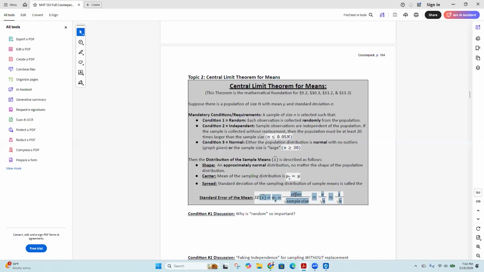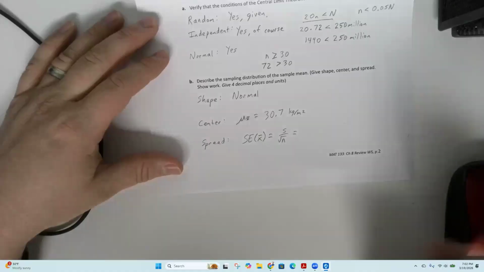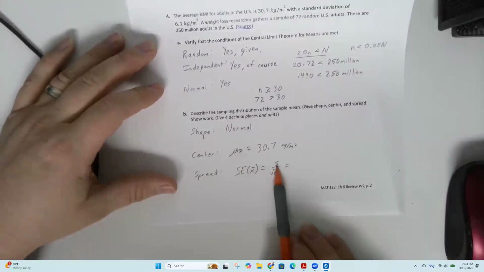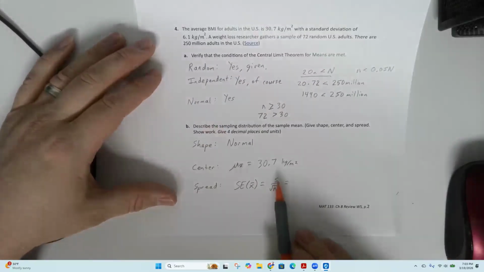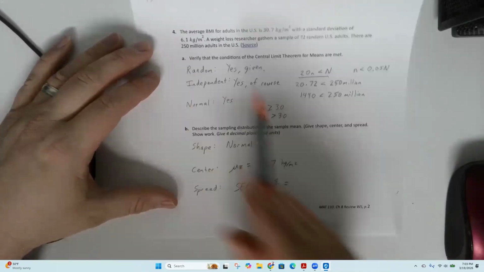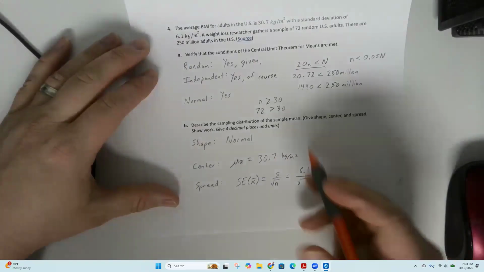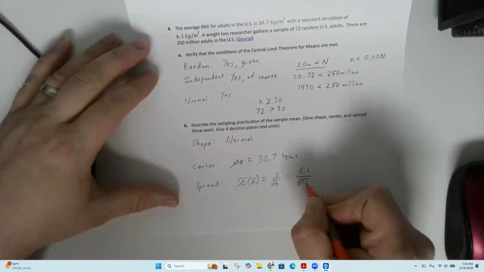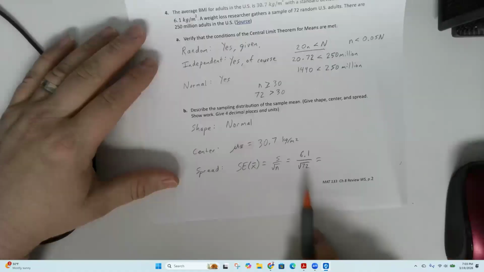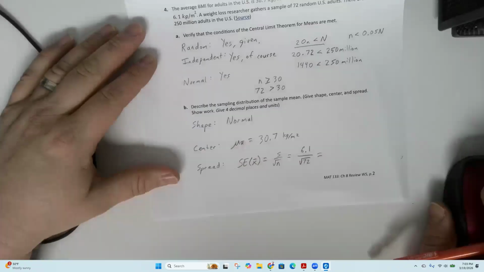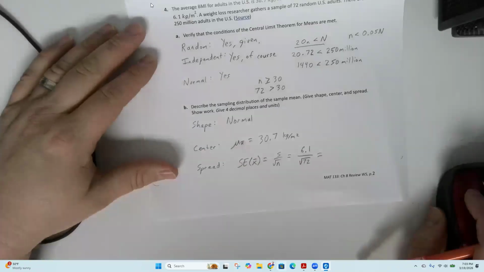All of this other stuff is saying standard deviation divided by the square root of the sample size. Sometimes you might have the population standard deviation, sometimes the sample standard deviation. You're never going to have both. So we just write down whatever standard deviation they gave you. Here they gave me 6.1 as the standard deviation. We said the sample size was 72. So let's type that in our calculator: 6.1 divided by the square root of 72.